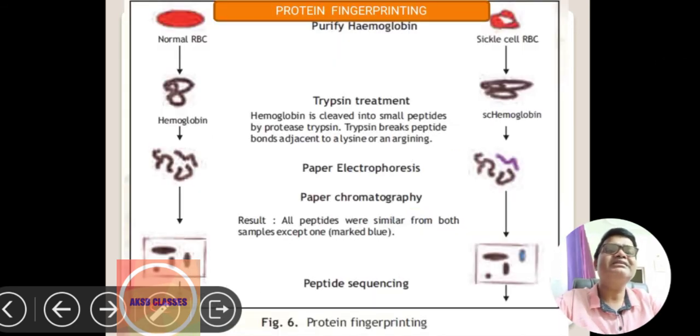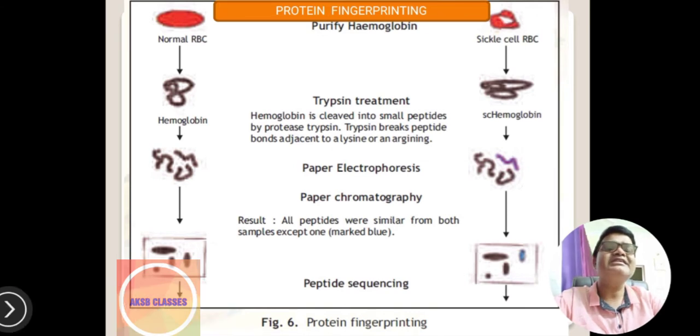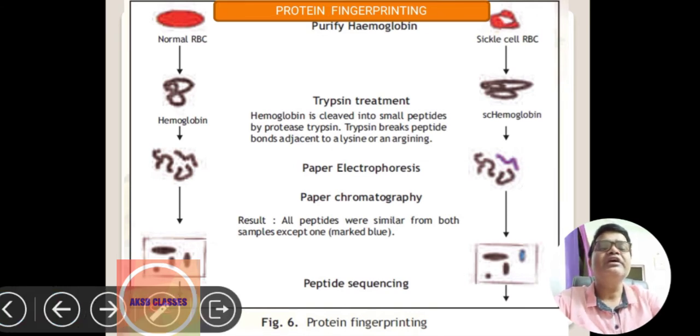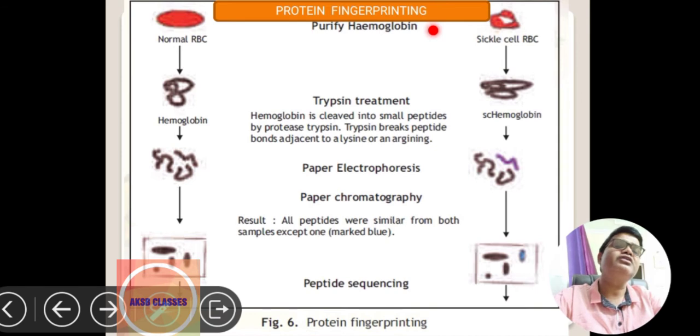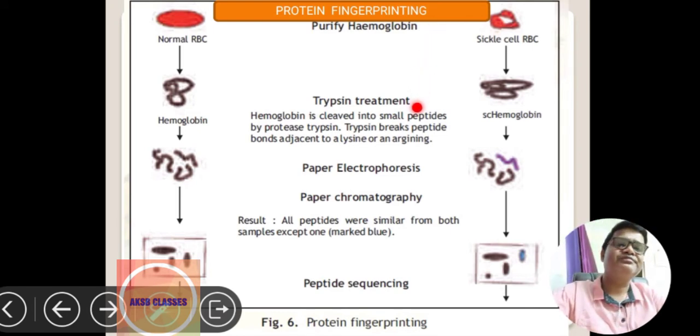The next method for characterization of protein is protein fingerprinting. Protein fingerprinting is also known as peptide mapping. I have already discussed 2D gel electrophoresis, which was given by O'Farrell, but protein fingerprinting was given by Ingram.